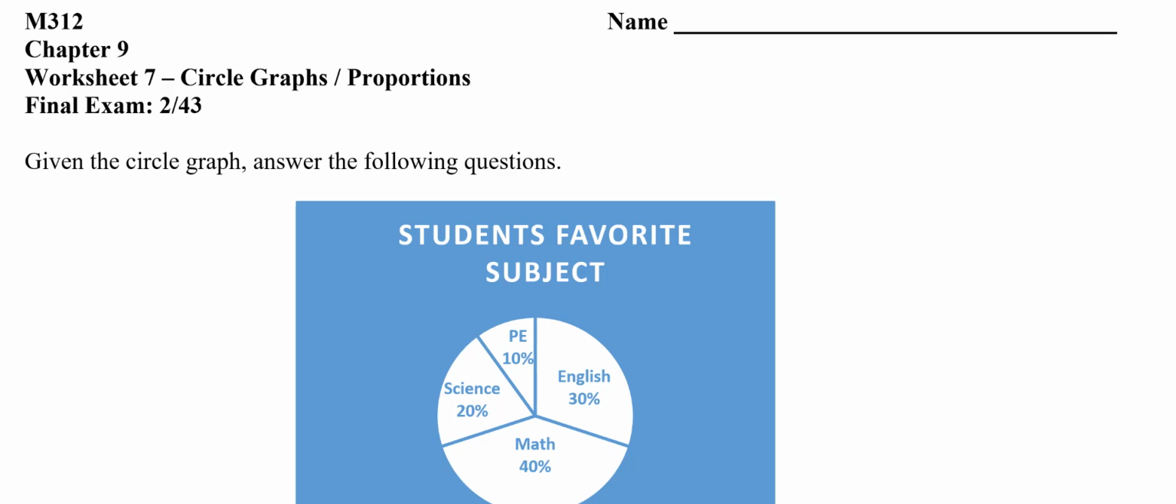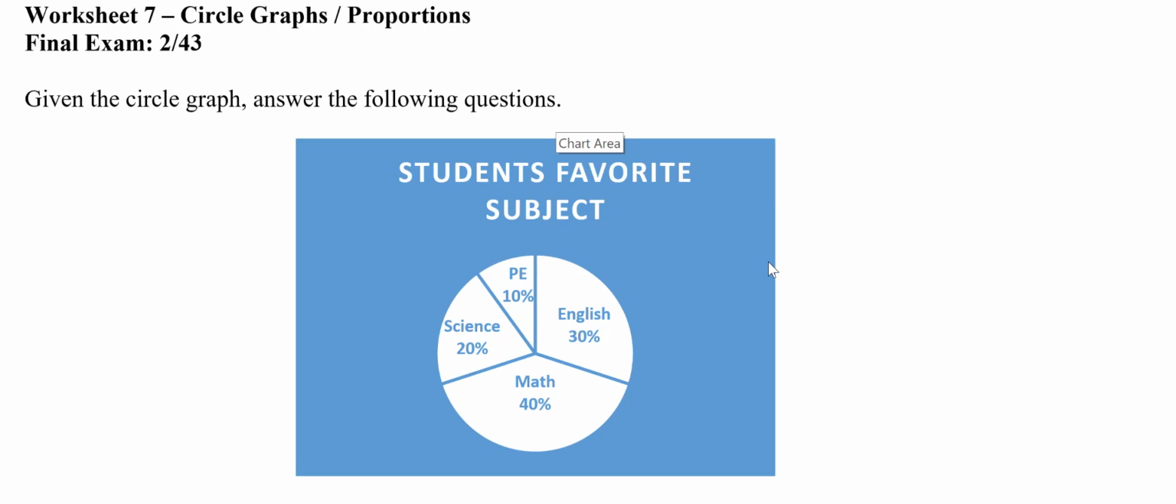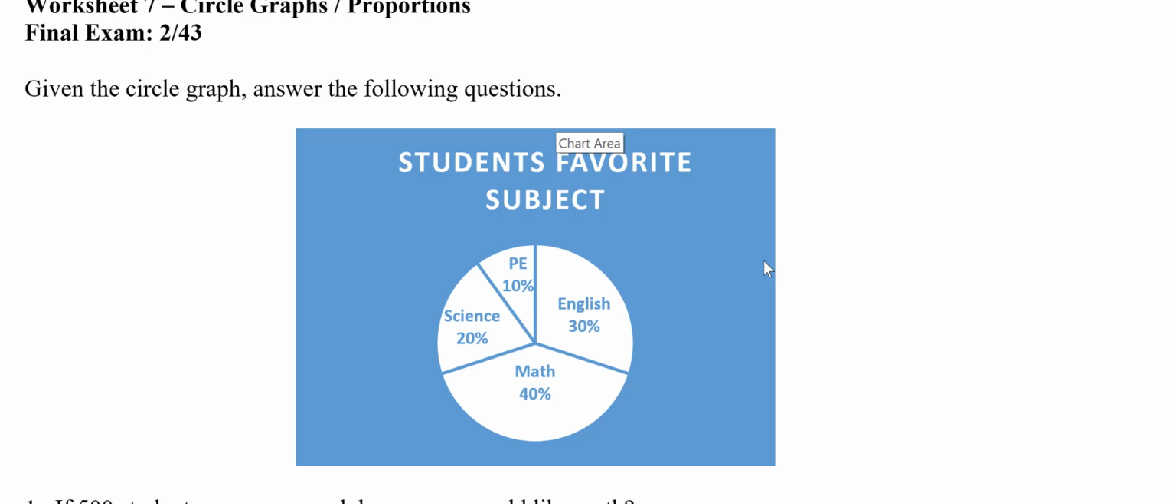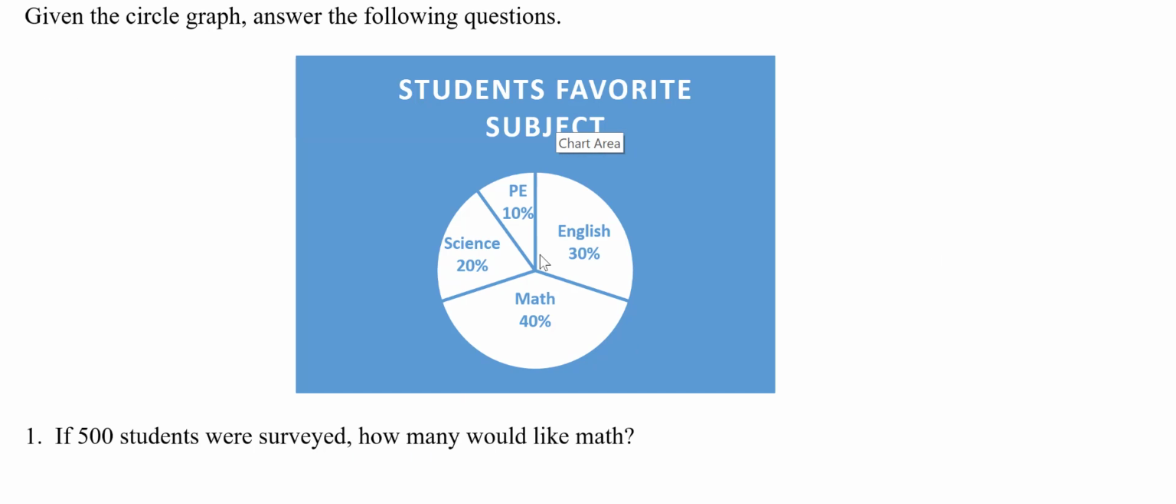And notice, well, first of all, this is a circle graph. How do you know it's a circle graph? Because it's a circle. Okay, but notice that it's got percentages on here. So what are you going to do with those percentages? You're going to write that number over 100. Okay, so just make sure you know that. It's very, very important.